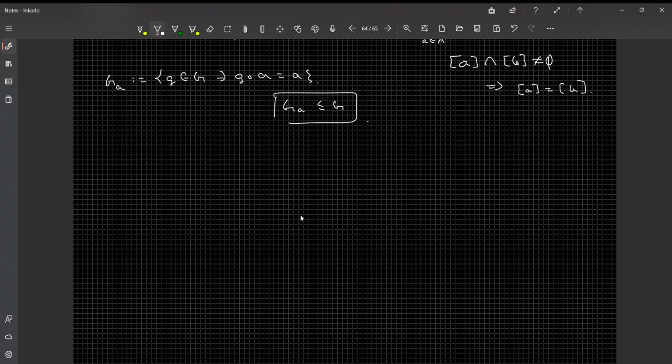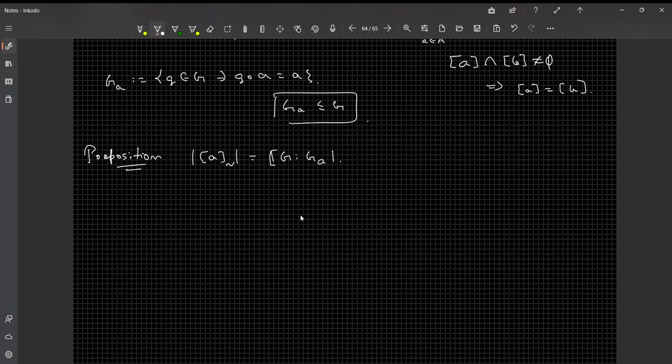Now, let me just write it as a proposition. So the proposition is basically that the number of elements in the equivalence class of a, with respect to the relation we just defined, is the same as the index of the stabilizer of a.